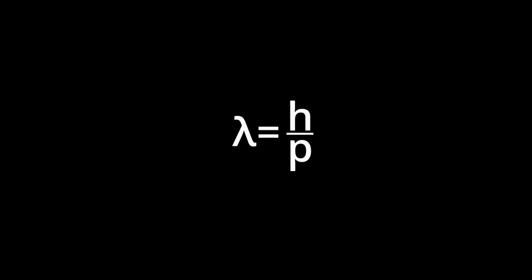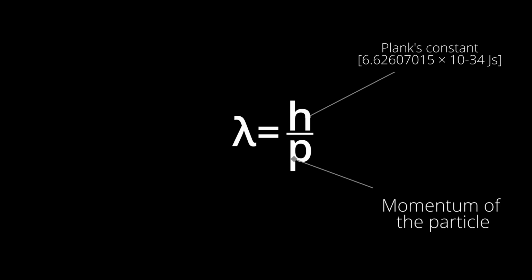In the relation, h represents Planck's constant, p represents the momentum of our particle, and lambda represents the wavelength of the particle. This relation between momentum, which is a property of particles, and wavelength, which is a property of waves, is what sets up the entire scene for quantum mechanics.